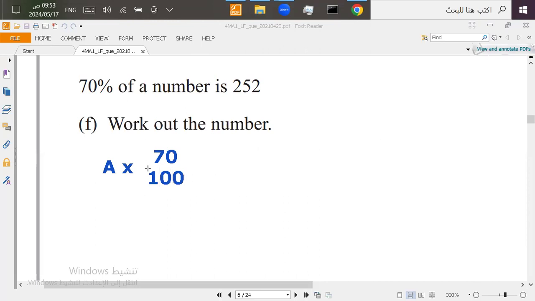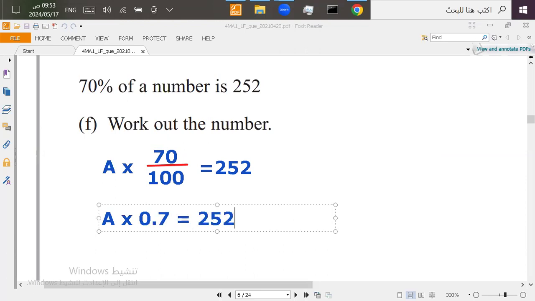So when you multiply A by 70 over 100, like this, you will get 252. That's the idea of this question. So they need you to find the number that when you multiply it by 70%, you get 252. Now you will start answering. So it's going to be A multiplied by 70 over 100, which is 0.7 as a decimal, equals 252.